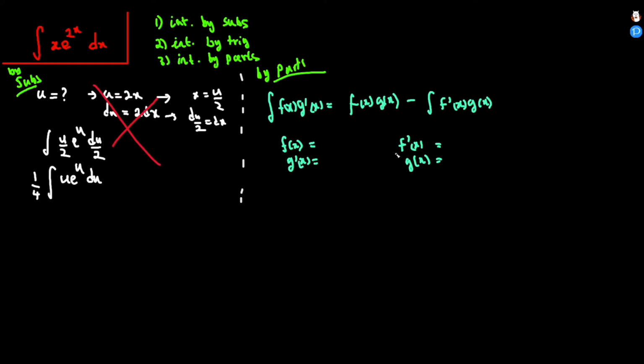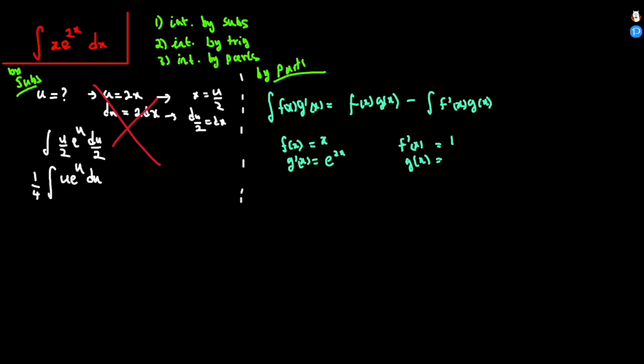So for this problem, I'm going to let g prime of x be e to the 2x, so this component, and let f of x equal x, right? This is because x is really easy to integrate. It'll also make this much easier, because if we just have a 1 here, then it's just this part that we have to integrate. So the derivative of f of x is just 1, because it's just x, and now we need the integral of e to the 2x, right?